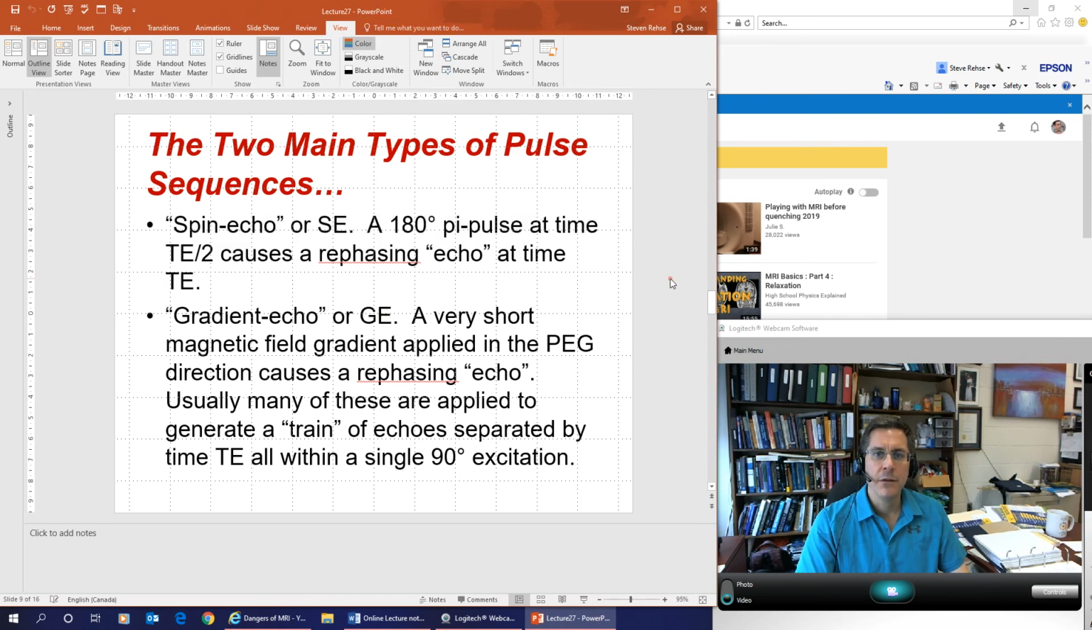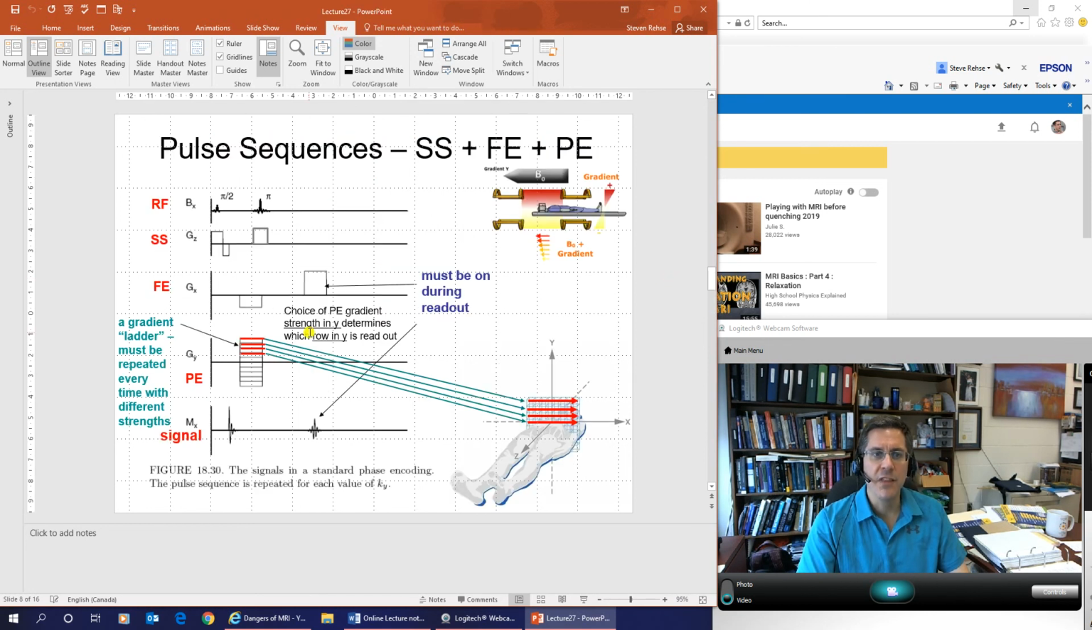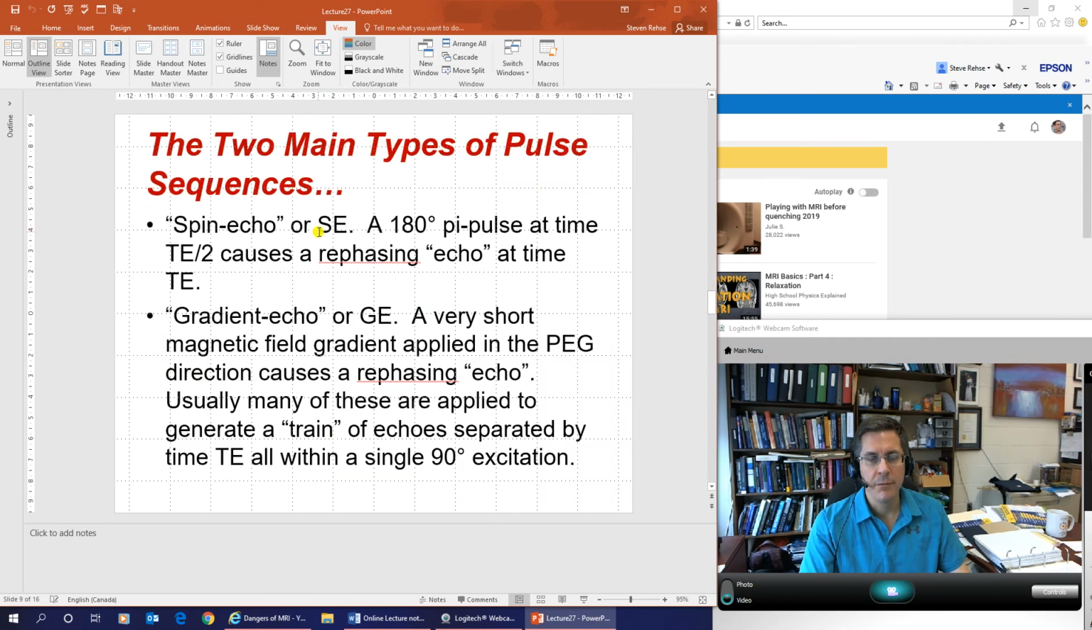All right, so we've been talking about it. This thing here, this is a spin echo pulse sequence. You have a 180-degree pi pulse at TE/2 causes an echo at time TE. All right, so you should know that. That should be very clear.